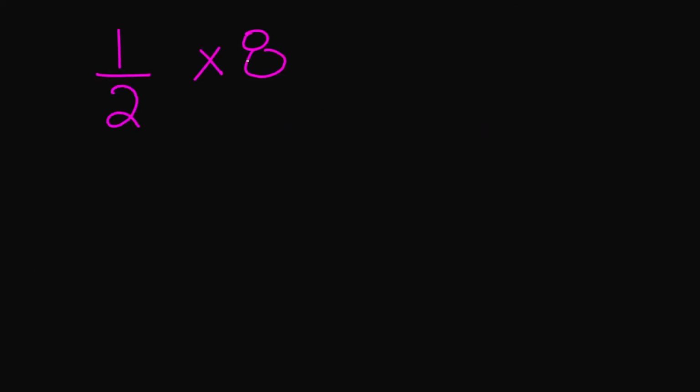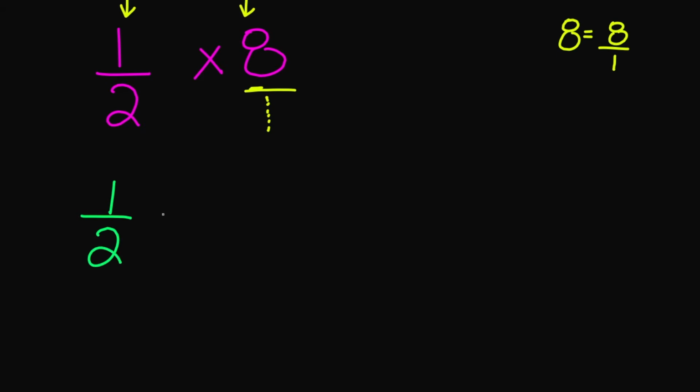So let's try this example here. We have 1 over 2 times 8. I have a proper fraction and a whole number. First thing we're going to do is turn this whole number into a fraction. If I turn this into a fraction, this is going to turn into 8 over 1. Remember, you have your imaginary 1 right here under this 8. So now I have 1 over 2 times 8 over 1, and I can go ahead and multiply across now.